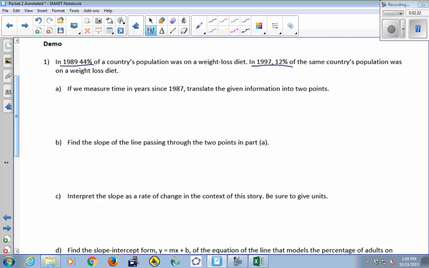So 1989, how many years after 1987 is that? 2. So I've got 2 comma 44. That's one of my points. And then my other point, 1997, 10 comma 12. All right, so I've translated that information to 2 points. How do you find the slope of a line through 2 points?